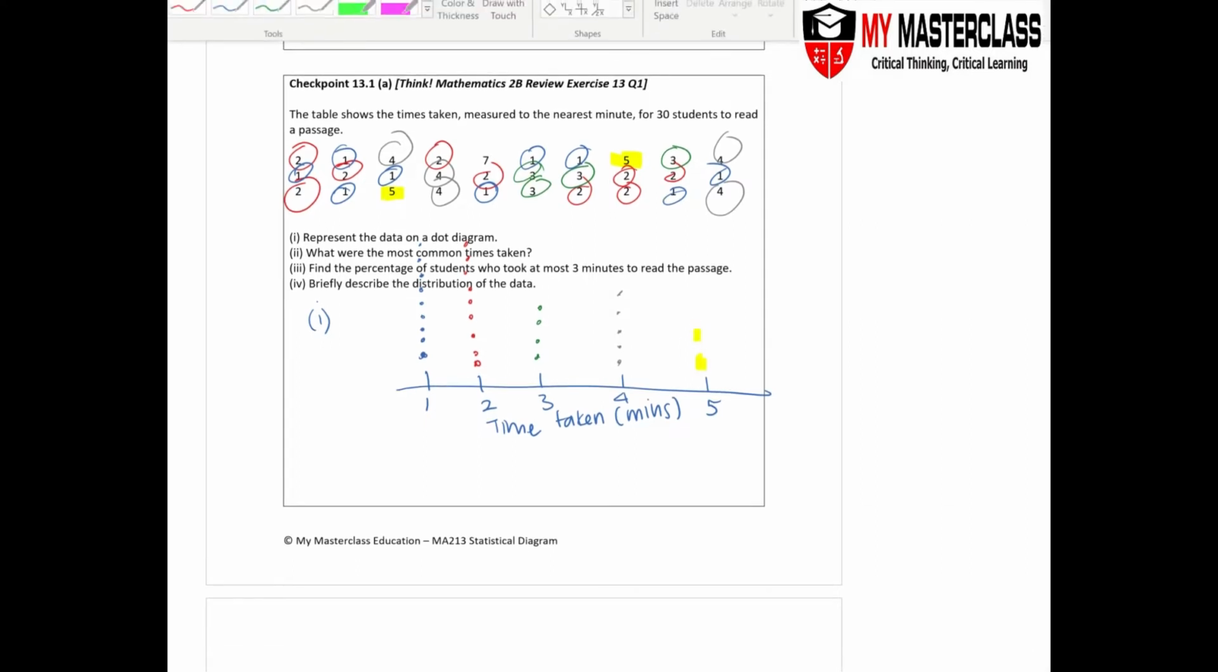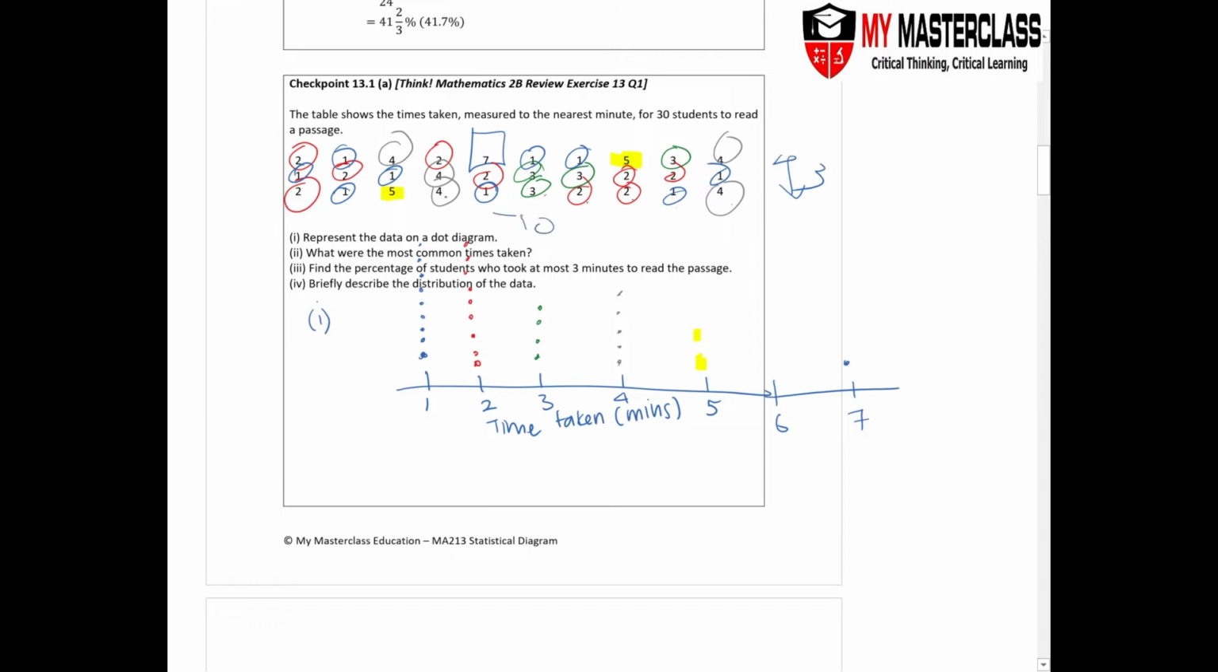Then what else do I have? Please, there's another 7, right? So please write 6 and 7. Don't put just 7. So you have 1 at 7 over here. Total, how many do you see? There is 3 over here, and how many are there? 1, 2, 3, 4, 5, 6, 7, 8, 9, 10. There is 10. So obviously 10 times 3 in total will give you 30. So this is your data on a dot diagram.